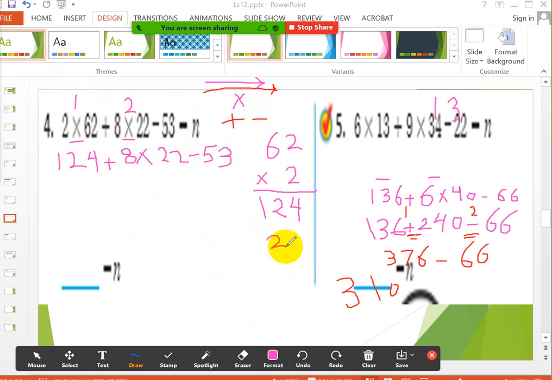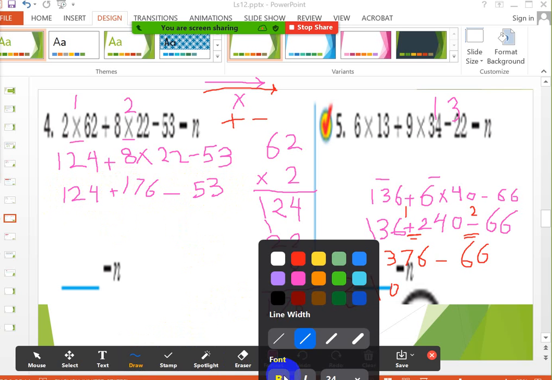I will multiply 22 with 8. What is the answer? 8 multiply 2 equals what? Thank you, Lana. Thank you, Zain. Equals 16. I can't write 16 here, so I will write 6 here and 1 above the tens. 8 multiply 2, also 16, plus 1 equals 17. Thank you, girls. So the next one will be 176. And I will write the other numbers. So I will write the addition and 124 and the subtraction and 53.